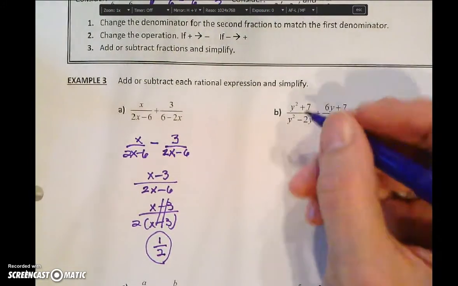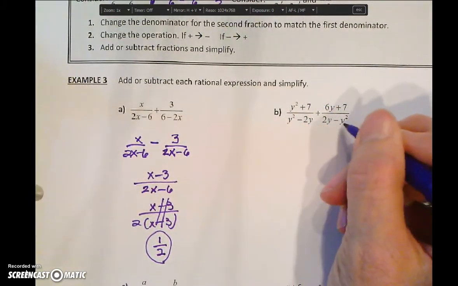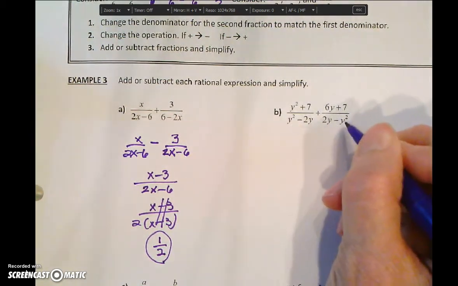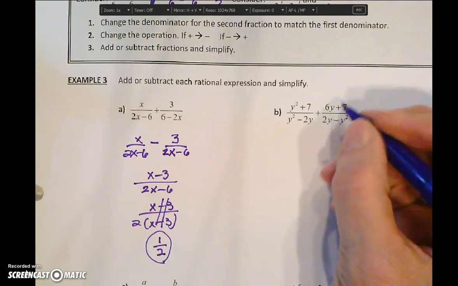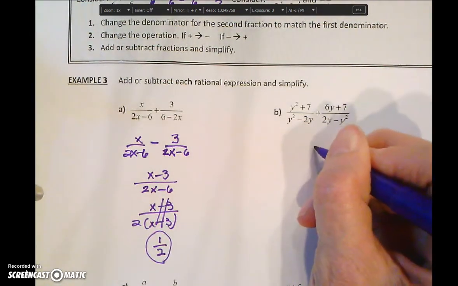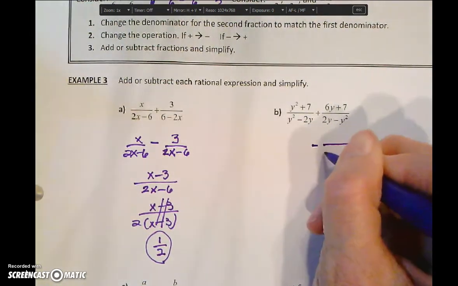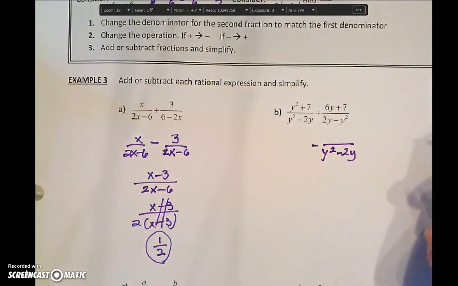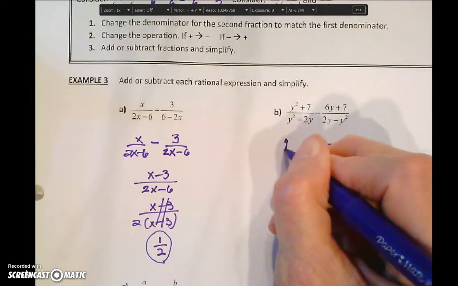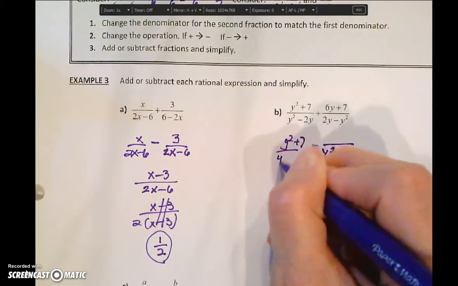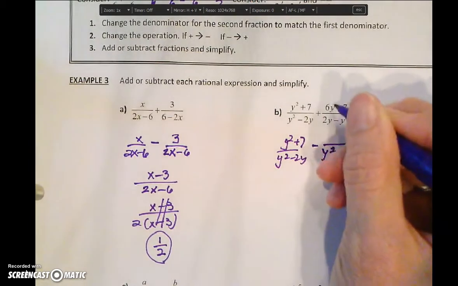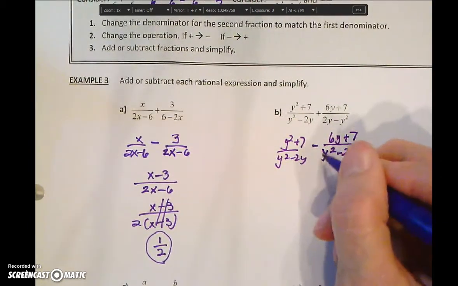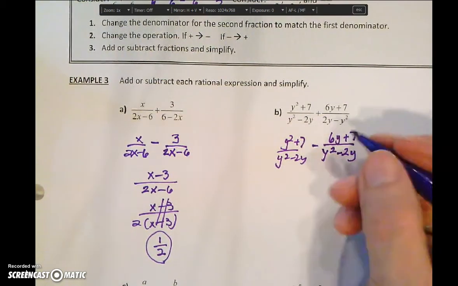Example B, I have y squared minus 2y and a 2y minus y squared. So again, it's the same two terms, but the opposite order of the subtraction. So I'm going to take the minus out, and I'm going to put it in the middle, and I'm going to flip my subtraction around. So I'm going to have y squared plus 7 over y squared minus 2y, and this top stays the same. The only thing that flips is that denominator, so those two things shift.